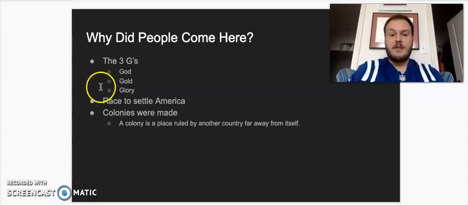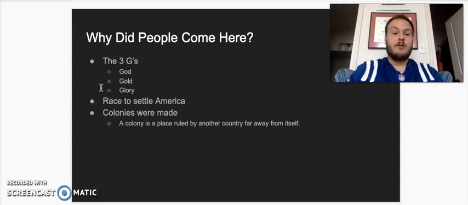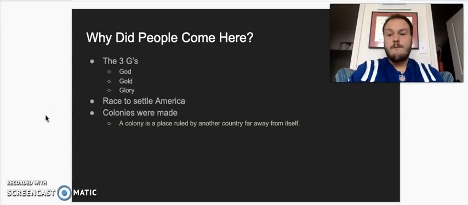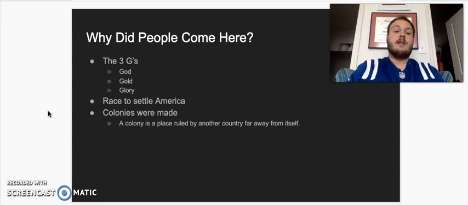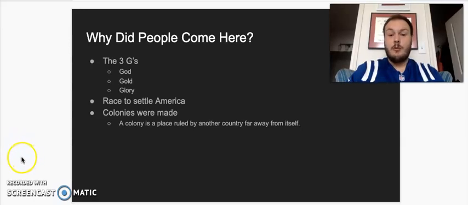At this point, it was a race to see who could settle the most of America and claim it as their own. It was the new world, and everyone just kind of wanted to establish America as their own. And so as a result, colonies were made. And just a reminder, a colony is a place ruled by another country far away from itself. So whenever I'm talking about Spanish colonies, this is in South America, but it's ruled by Spain. And like the British colonies were ruled by Great Britain, but they were in North America. That's really important to know what a colony is.